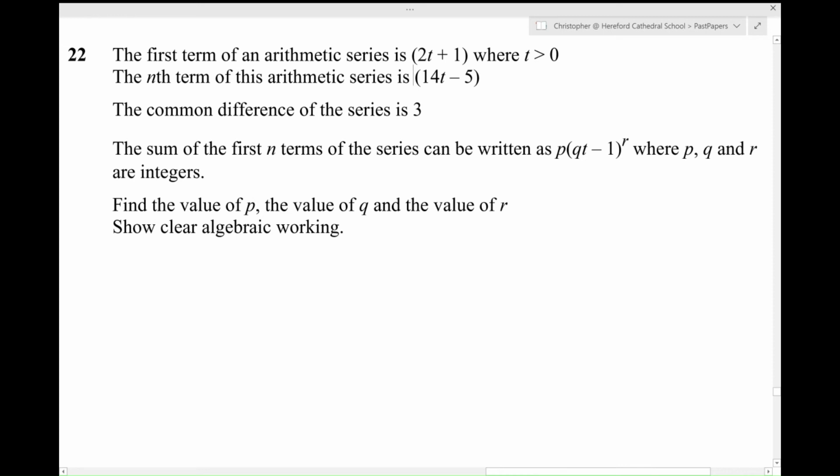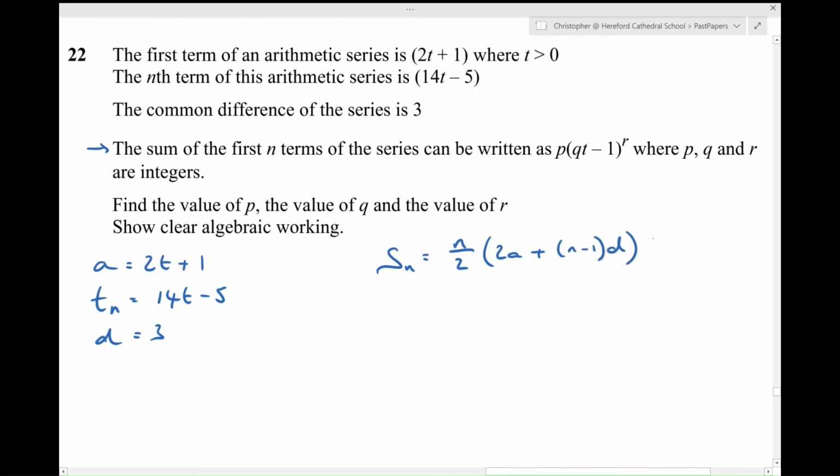Question 22. The first term in our arithmetic sequence is 2t plus 1. The nth term of the arithmetic sequence is 14t minus 5. The common difference is 3. And here's the last fact. The sum of the first n terms, which by the way is n over 2, lots of 2a plus n minus 1 times the difference, is p lots of qt minus 1 to the power of r. Brilliant. There's all the information.